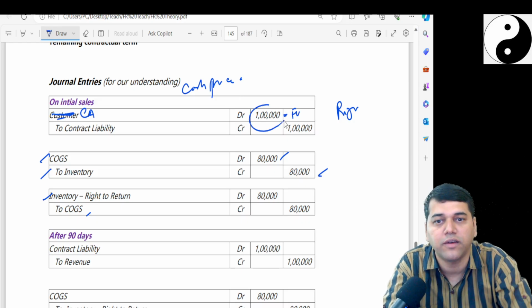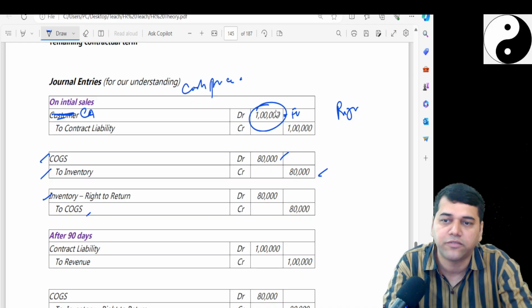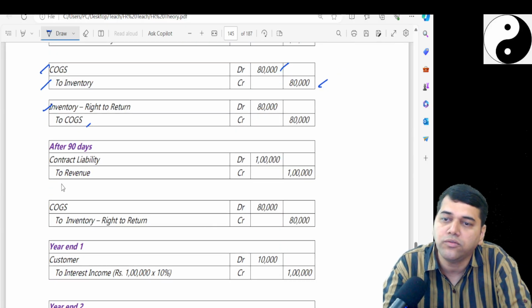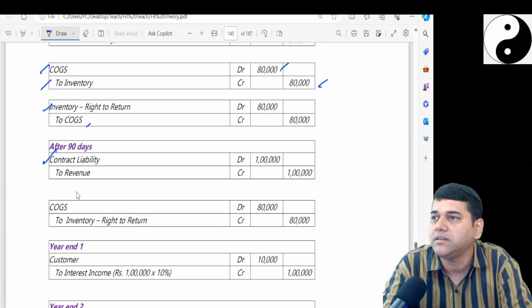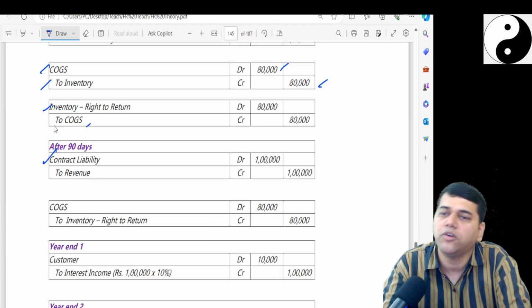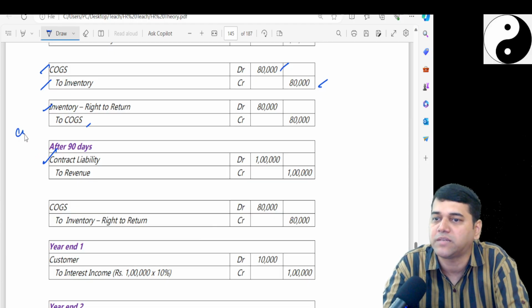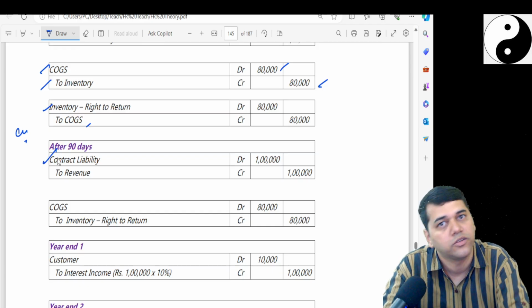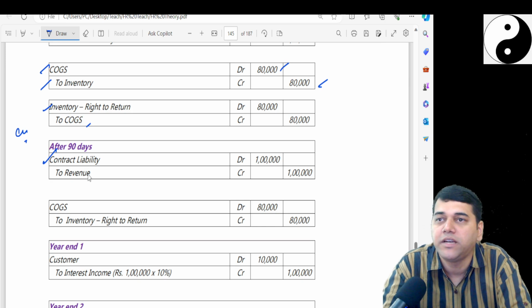1 lakh. Its present value is 1 lakh. So you see now, as for how we proceed. After 90 days, your contract liability will get debited, and maybe you will pass one more entry, customer account debit to contract asset, because now he becomes a customer. You have got a right to receive. Contract liability account debit to revenue.